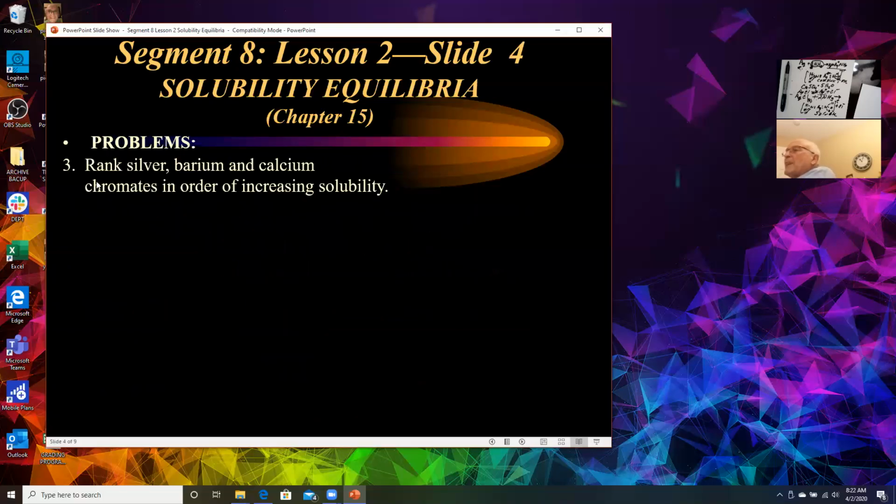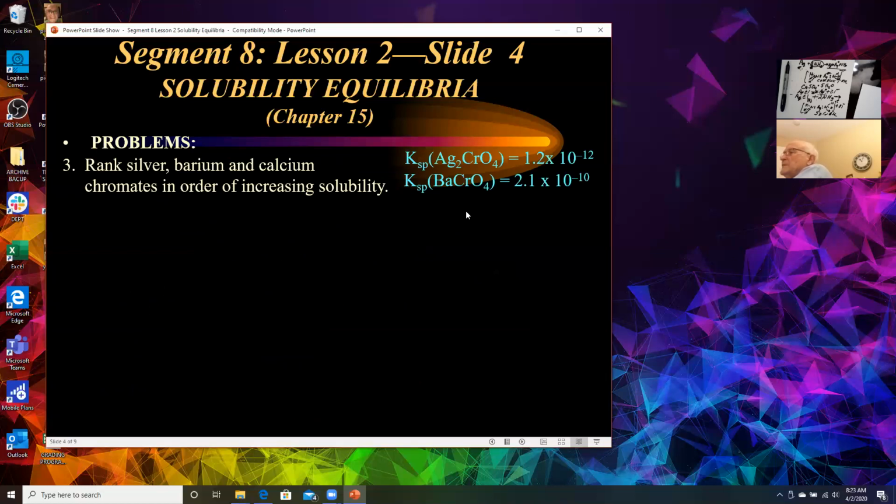Okay, now let's look at another problem. Rank the silver, barium, and calcium chromates in order of increasing solubility. Now, the silver ion concentration, Ksp value, for Ag2CrO4 is 1.2 times 10 to the negative 12th.